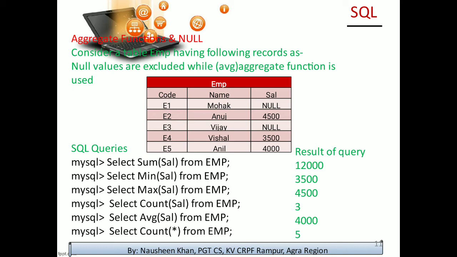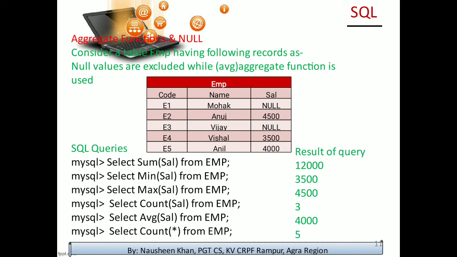Now next, select min(sal) from EMP. Again, null will be excluded. A null value will not come as the minimum salary because it will be excluded. So we have 3 values, 4500, 3500 and 4000. So the minimum value over here is 3500. So it will give the result as 3500. Next, select max(sal) from EMP. It will calculate the maximum salary. Again, it will exclude the null values and the maximum salary is 4500.